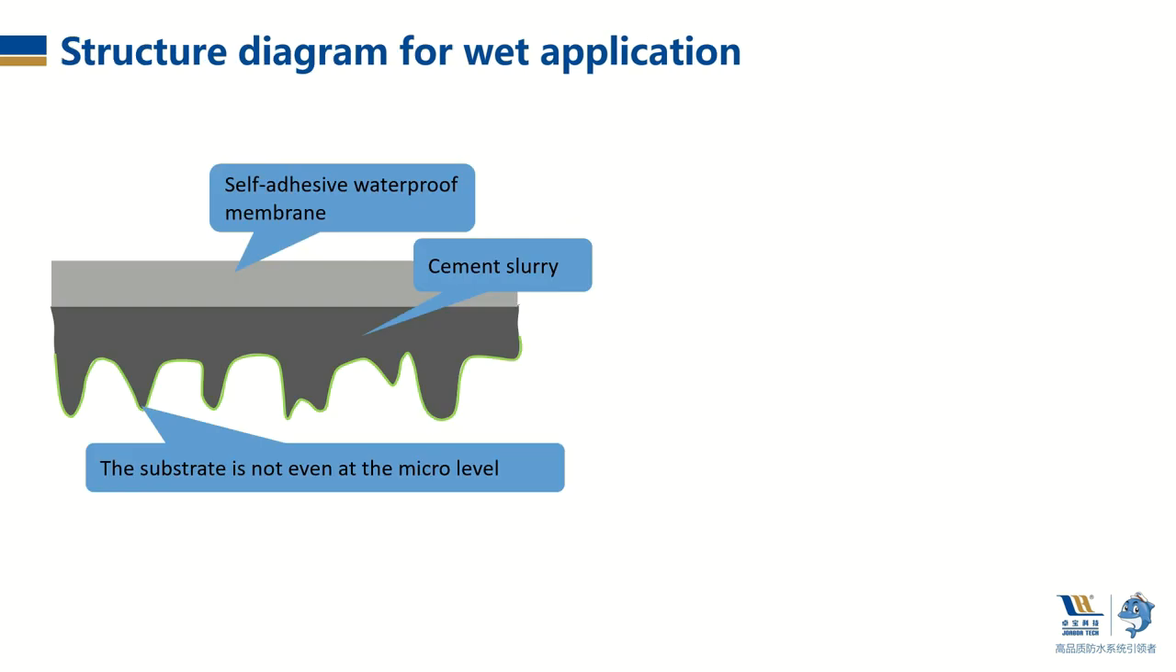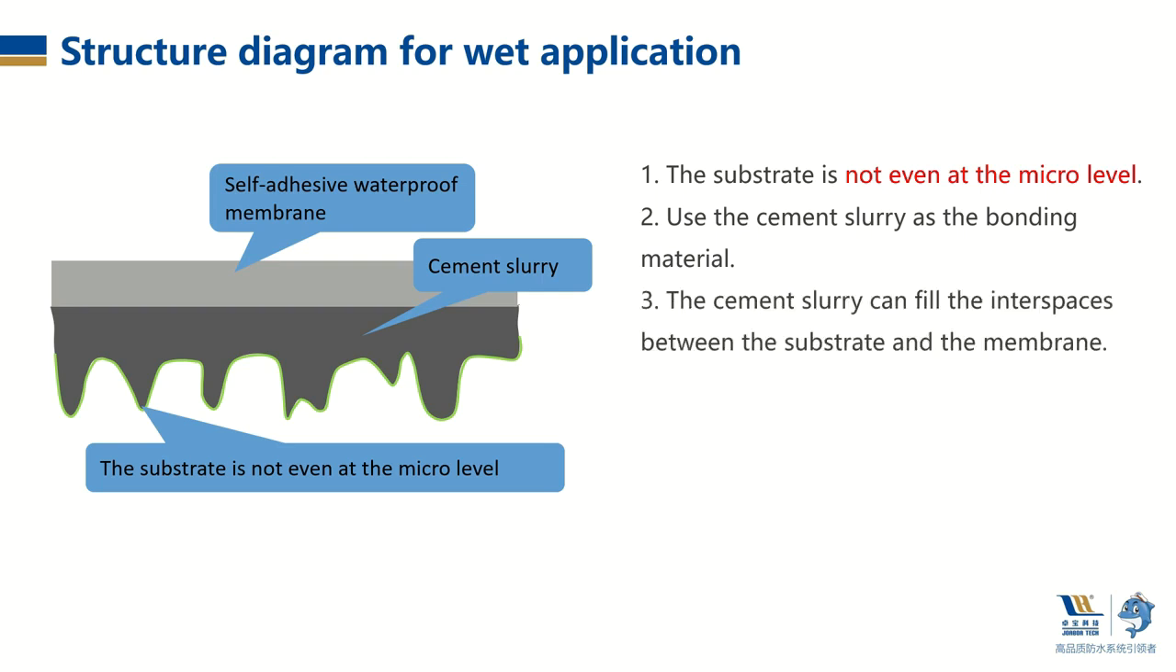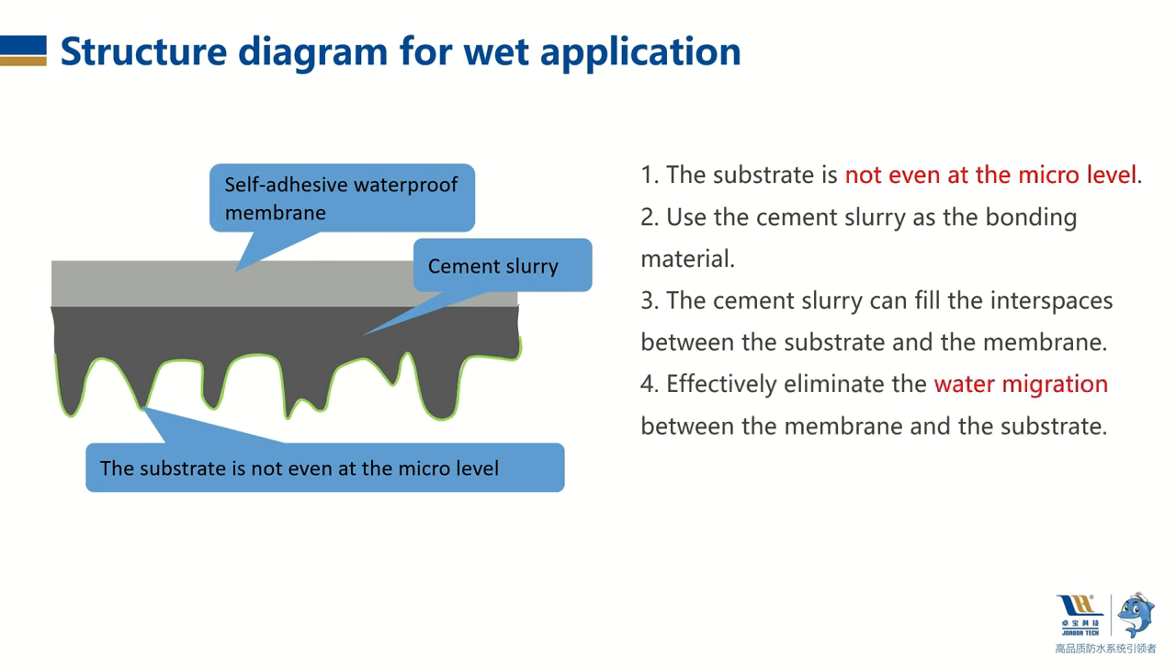From the structural diagram for wet application, we can see that the substrate is not even at the micro level. As the cement slurry has fluidity, it can fill the interspaces between the substrate and the membrane, so it can eliminate the water migration between the membrane and the substrate effectively.